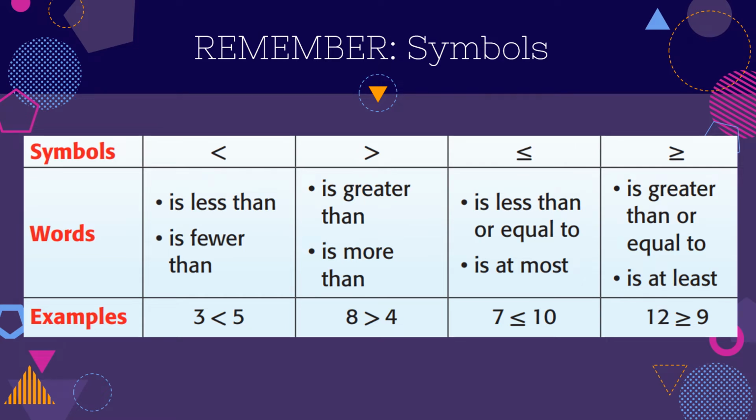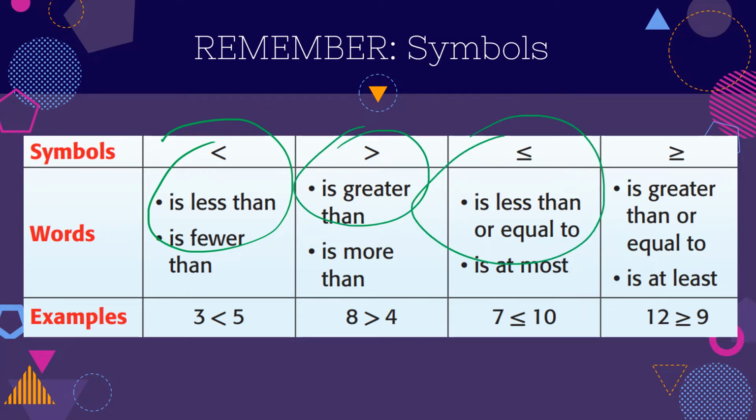Based on our previous lesson, remembering our symbols and how to read them, we have less than, we have greater than, we have less than or equal to, and greater than or equal to.